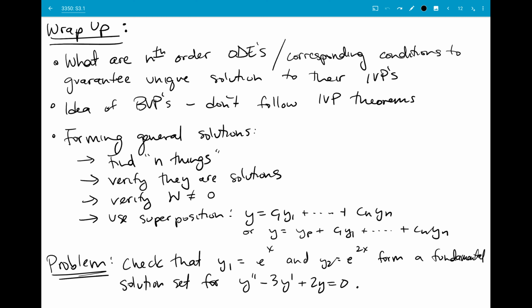So you're going to find n things. You're going to check that those n things are solutions. You're going to verify that they're linearly independent using the Wronskian. And then you're going to use superposition to build general solutions. That just means multiply by constants and add everything together.